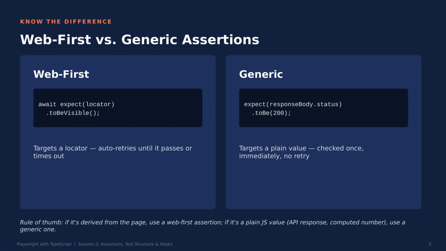Here's the rule of thumb I'd give you. If the value is derived from the page itself, use a web-first assertion. If it's a plain JavaScript value, an API response, a number you calculated, use a generic one instead.